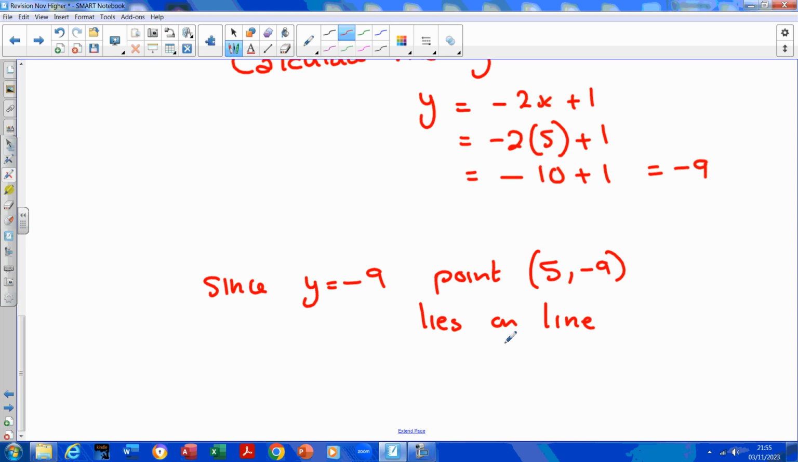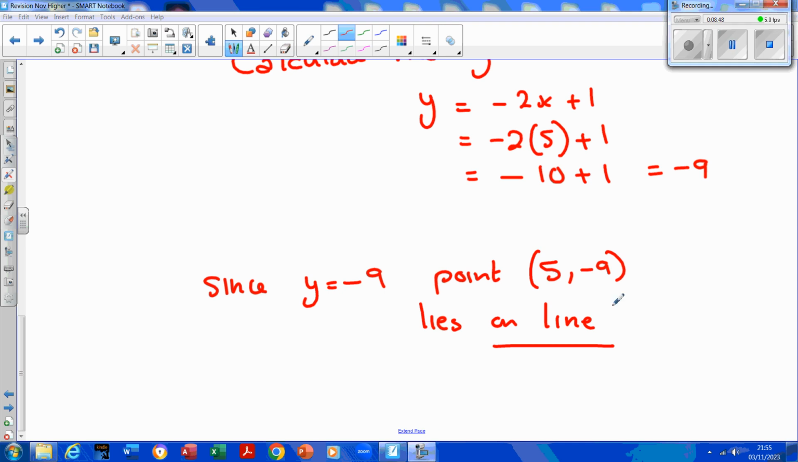Okay, so if you get a question like that, you substitute the x coordinate into the equation and you compare the y coordinates. If they're the same, then the point lies on the line. If they are different, the point does not lie on it.